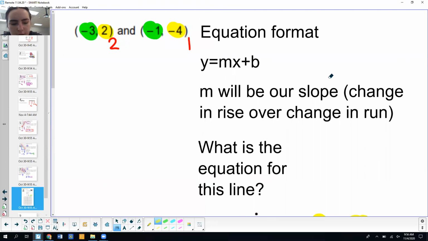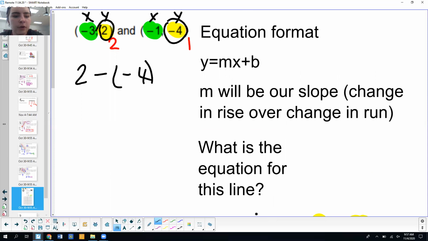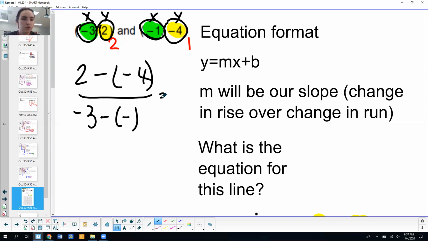So for this one, you guys remember, some people forget this, we've got x, y in our points. So that's where we get those. I'm going to take y2, which is right here. So the y value in the second point minus y1, so minus -4, divided by x2, -3, minus x1, so minus -1. Remember when I told you guys yesterday that when you subtract a negative number, that's basically like adding.